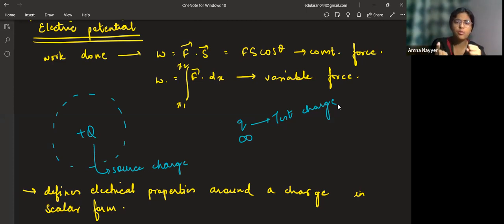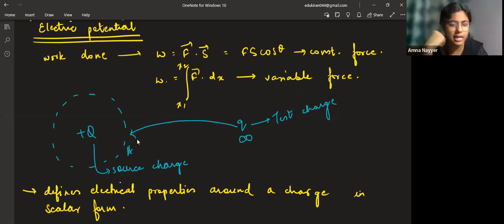Now I am bringing this small q. Suppose this point is point A. As soon as I enter this point, some forces are felt. It means some field exists, and that we had discussed. This is the electric field.